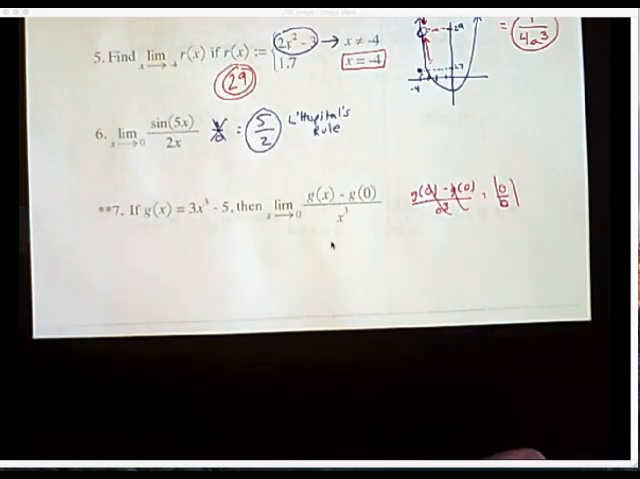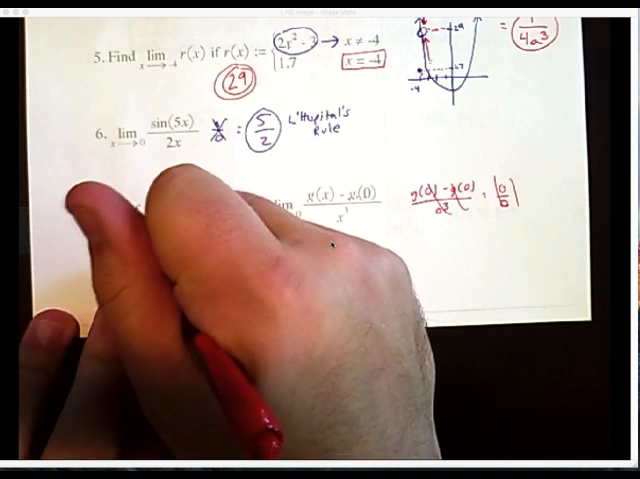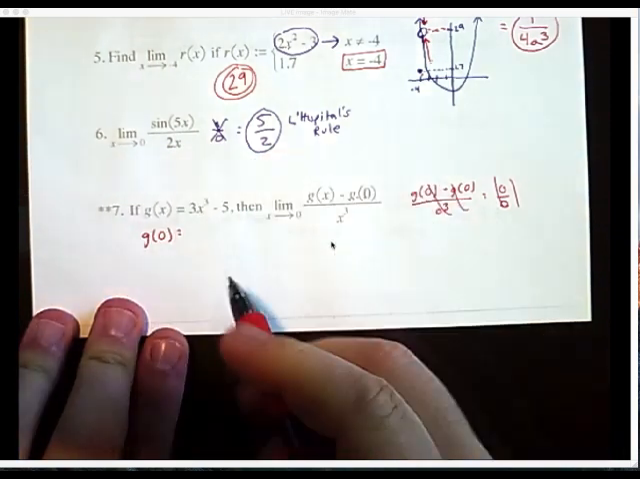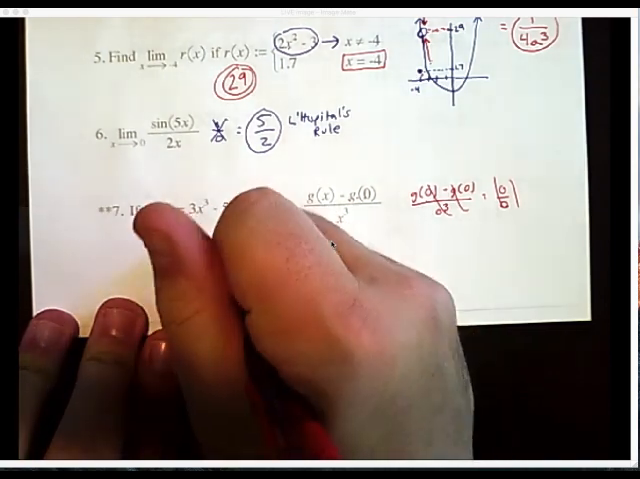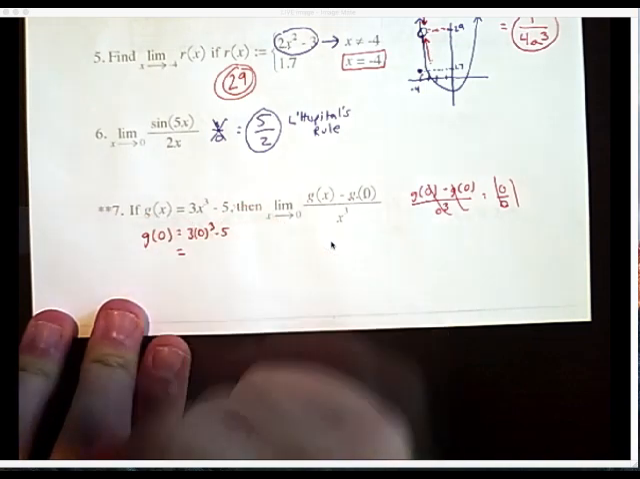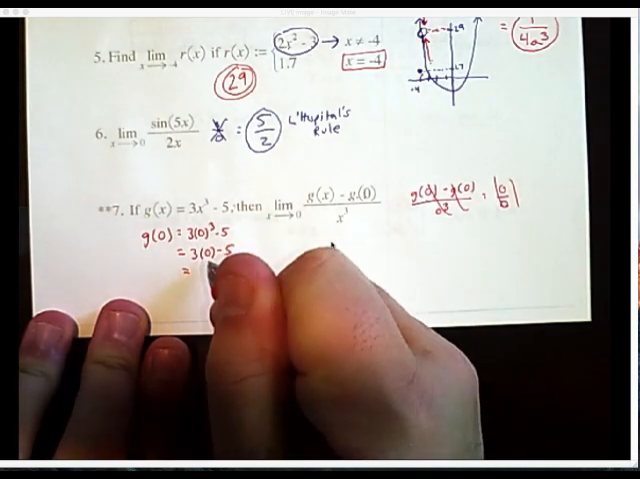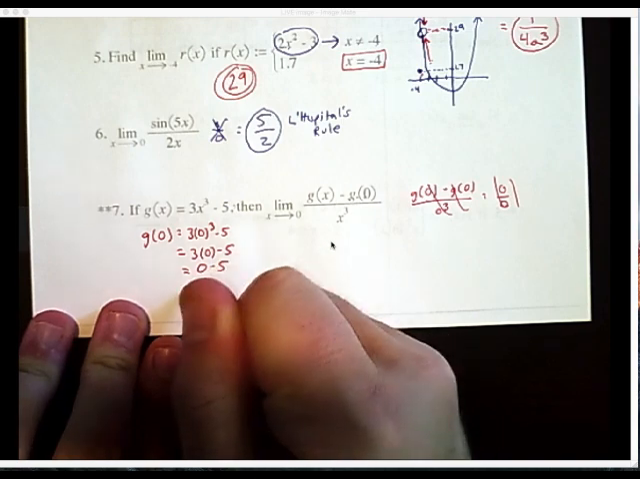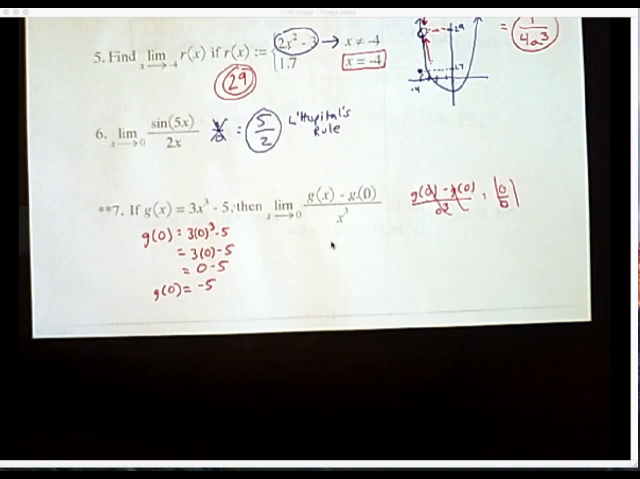So now we're going to try to do some substitutions. Up here in the numerator, I see a g of 0. So let's figure out what g of 0 is. That means everywhere I see an x, plug in a 0 to this function. So this would be 3 times 0 cubed minus 5. And if we keep simplifying, 0 cubed is 0, 3 times 0 is 0, and 0 minus 5 is negative 5. So we could plug that in for g of 0.